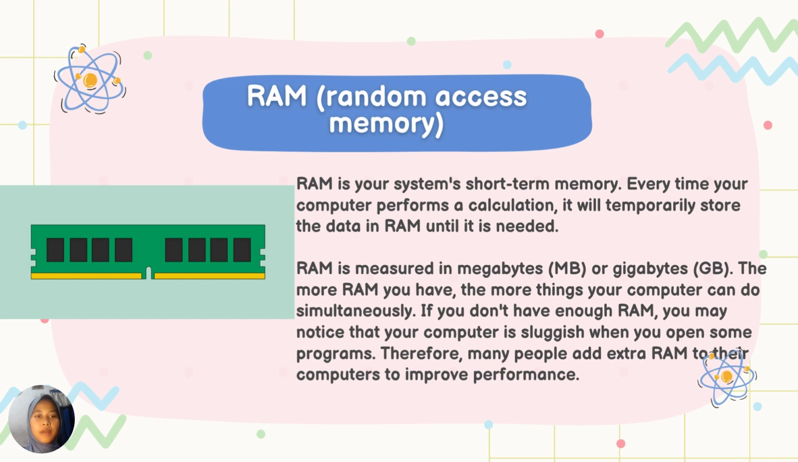Next, RAM, or random access memory. RAM is your system's short-term memory every time your computer performs a calculation. It will temporarily store the data in RAM until it is needed. RAM is measured in megabytes or gigabytes.